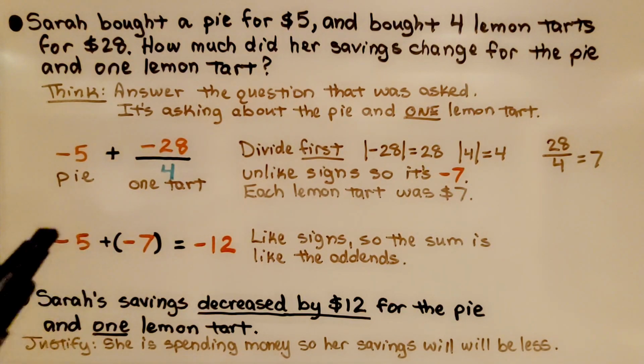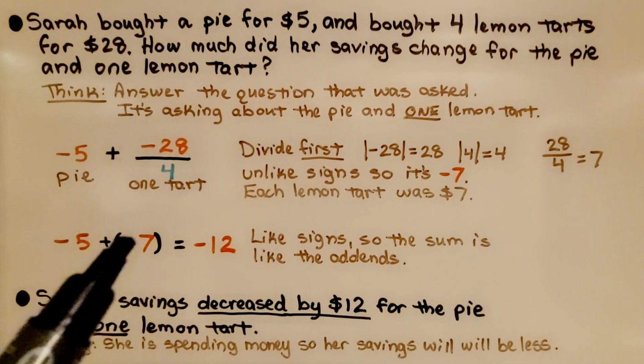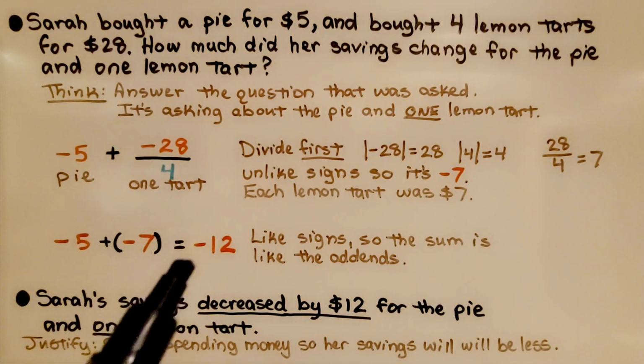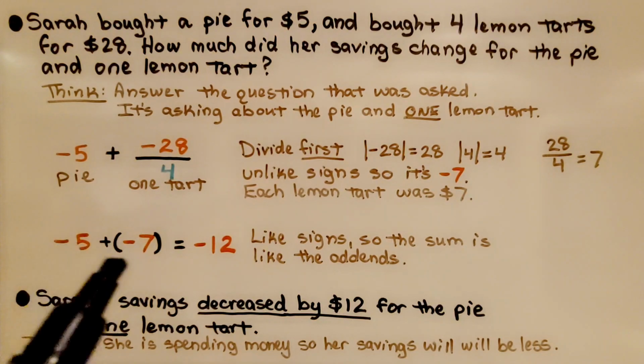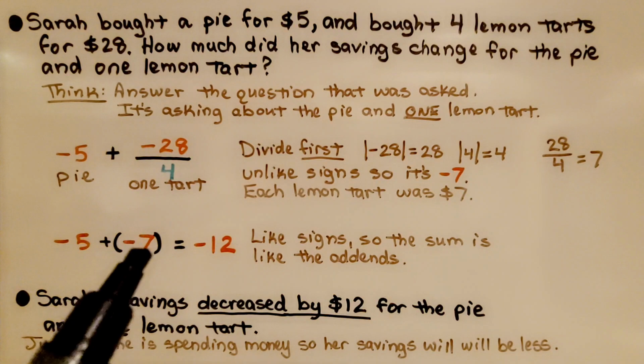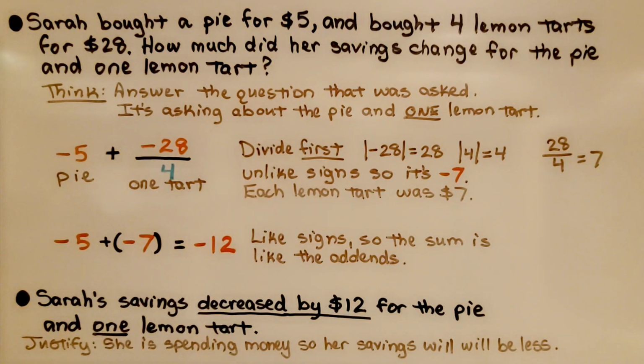that she spent, the cost she spent, and the $7 she spent on one lemon tart, and they have like signs, so the sum is going to be like the add-ins. It's going to be a negative, and 5 plus 7 is 12. It's a negative 12. Sarah's savings decreased by $12 for the pie and one lemon tart. We can justify that it decreased because she's spending money, so her savings will be less.